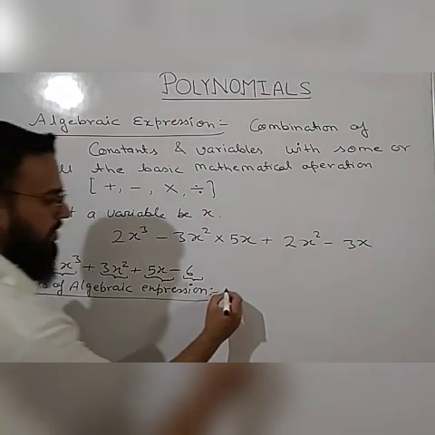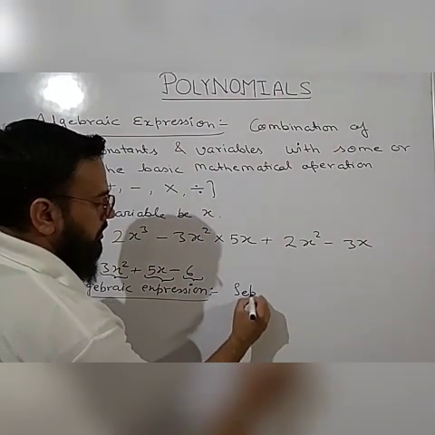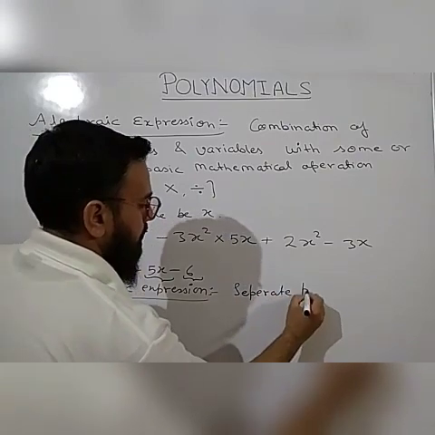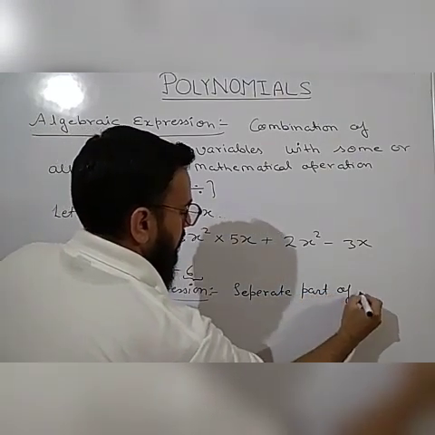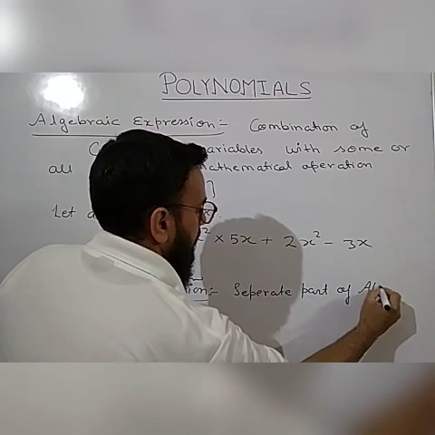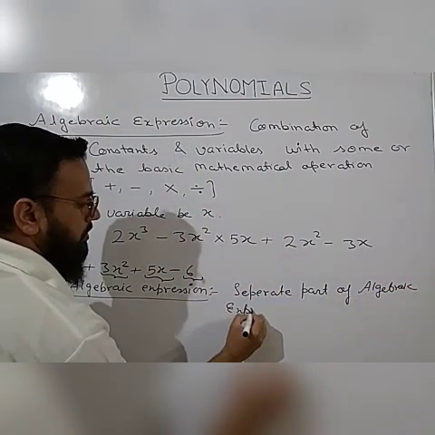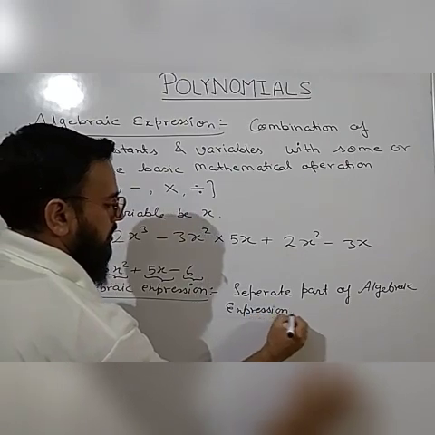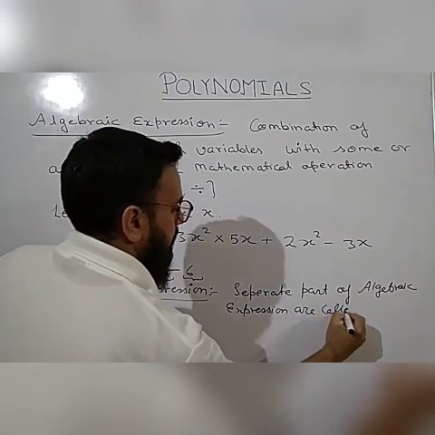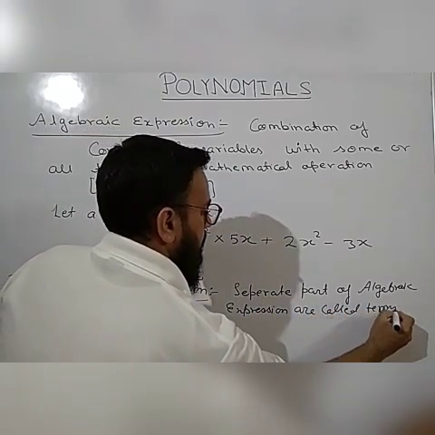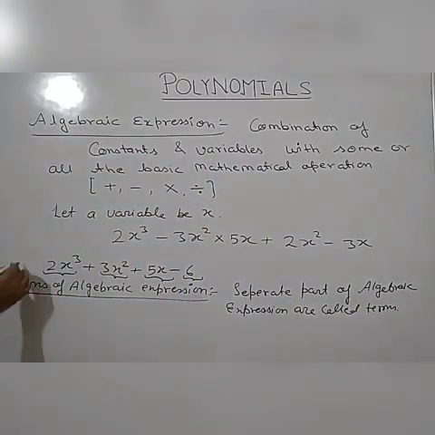Okay, so what is the definition? Separate parts of an algebraic expression are called terms. So for example, in this expression, how many terms are there?